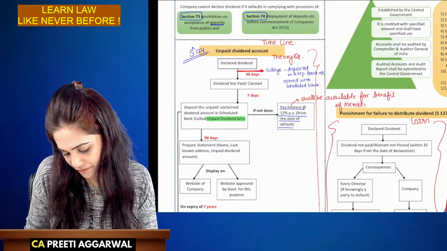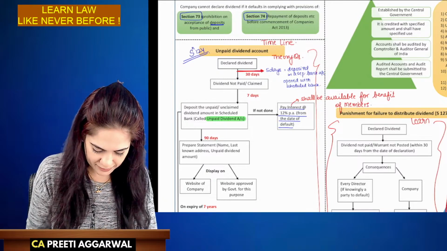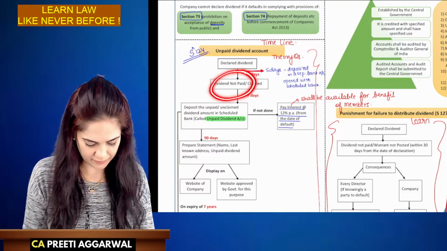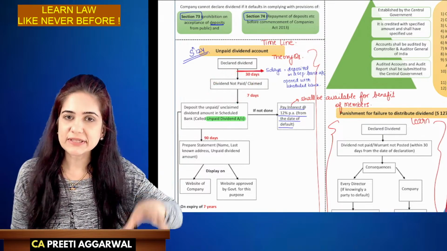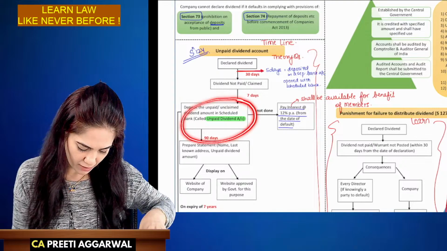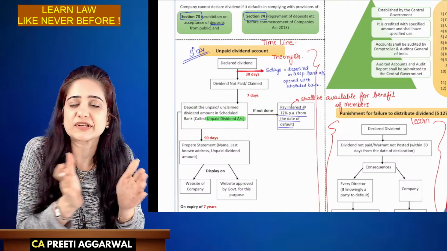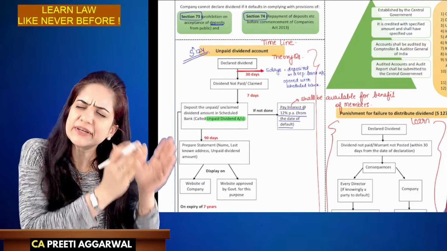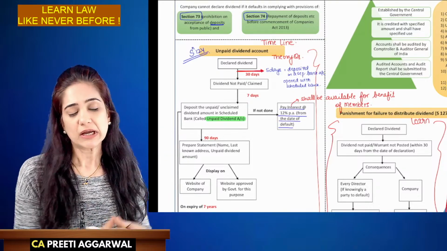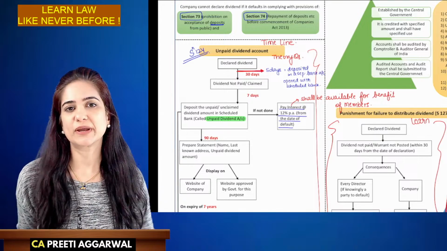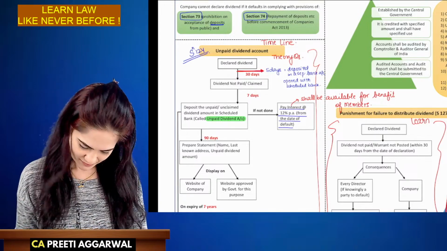So if the company has not paid dividend, they will deposit the unpaid dividend amount in the unpaid dividend account. And if they don't do that, they will deposit it along with interest at the rate of 12%. Whatever interest they have deposited will also be utilized for the benefit of members.